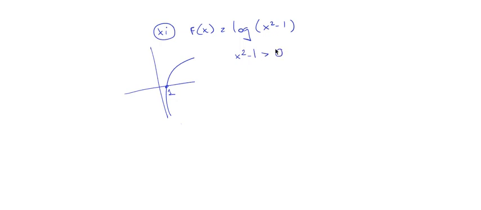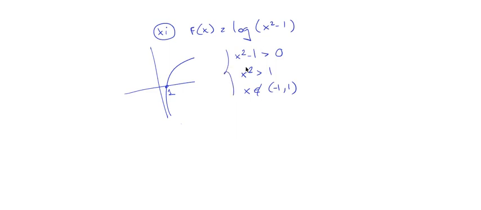F of x is the logarithm of x squared minus 1. Okay, so we know that the logarithm looks like this. It only takes values in the positive numbers, and it's 0 when x is 1. So this function will only take values whenever this thing is greater than 0, so whenever x squared is greater than 1, whenever x is not in this interval. So x has to be greater than 1 or smaller than minus 1.